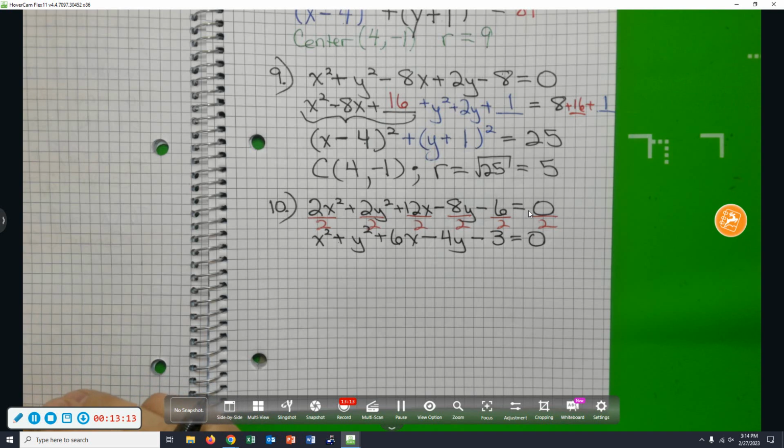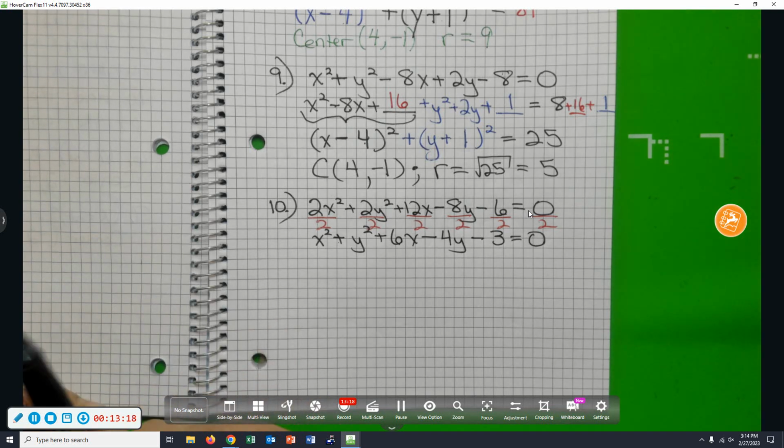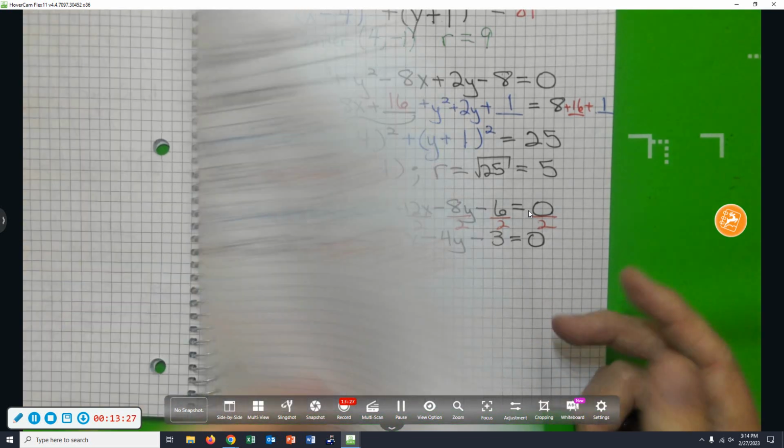If you have a coefficient in front of x squared and y squared, you're going to have to divide through before you do anything else. Now is it very much like number 9? Yeah. Oh, and I should note something else.